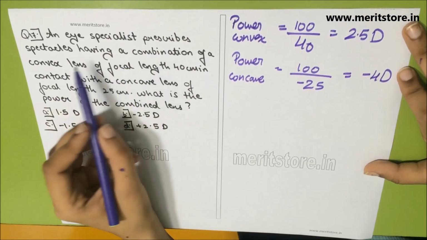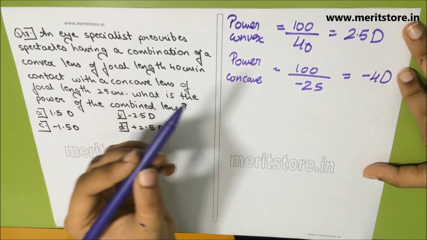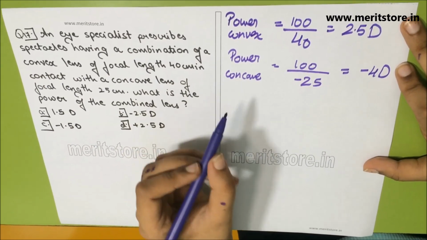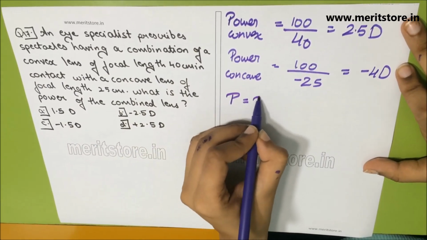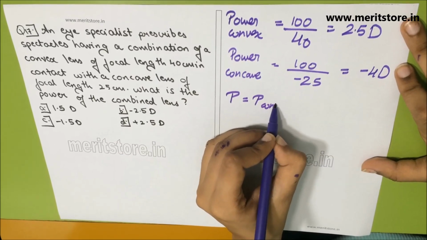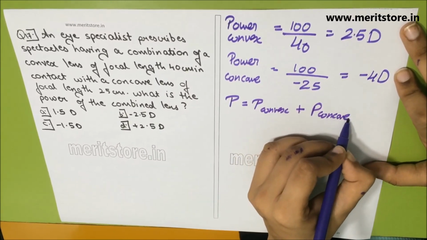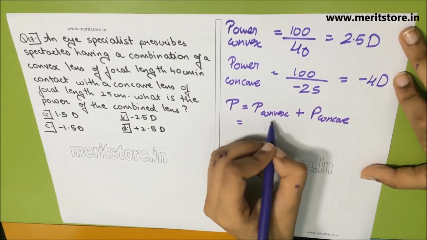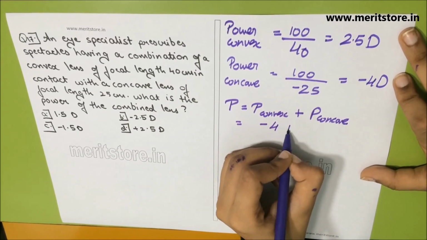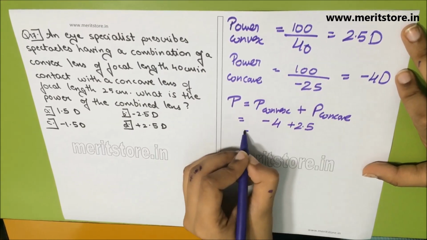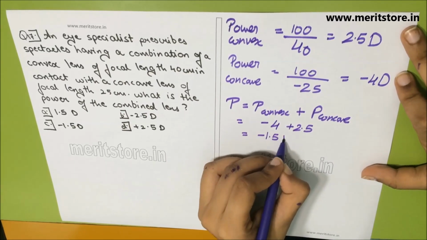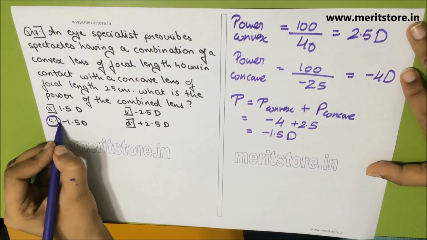Now, this is a bifocal lens with a combination of both convex as well as concave. So the total power will be power of convex plus power of concave, which is equal to minus 4 plus 2.5, which is equal to minus 1.5D, option C.